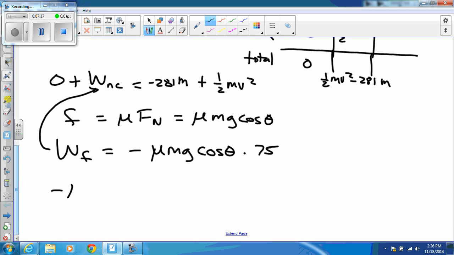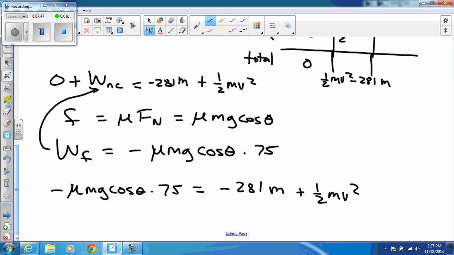And now I'm ready to put all this back into place here. Negative mu times mg cosine theta times 75 equals negative 281 m plus 1/2 mv squared. And we're ready to cancel our m's. And at this point, we have values for cosine theta and for g and for mu, so we can plug all those in and solve for v. You do that while I get Lindsay set up.